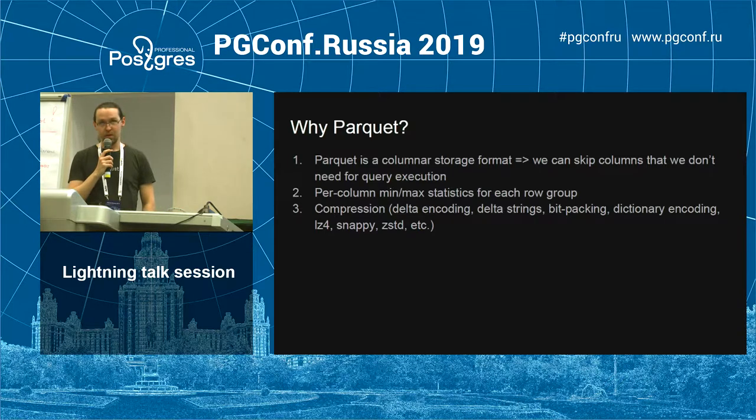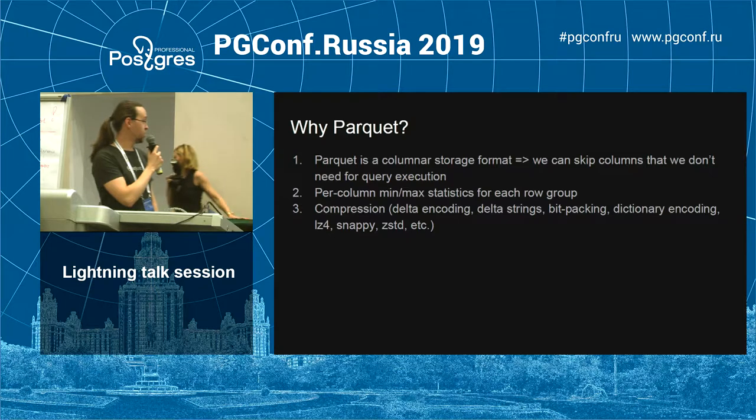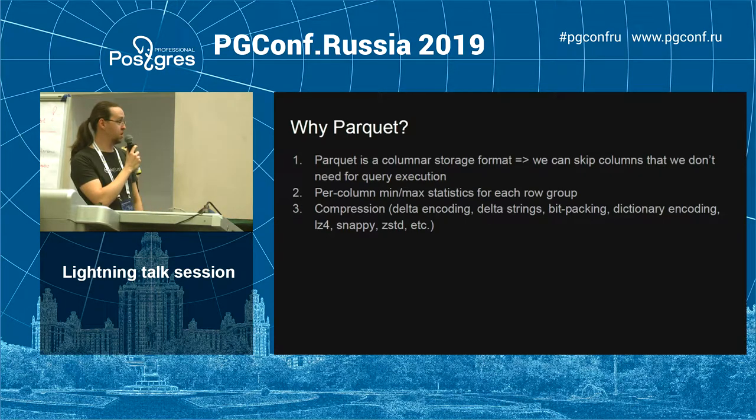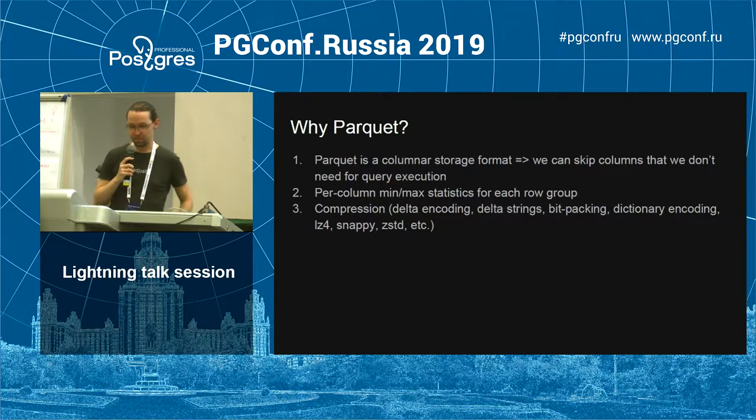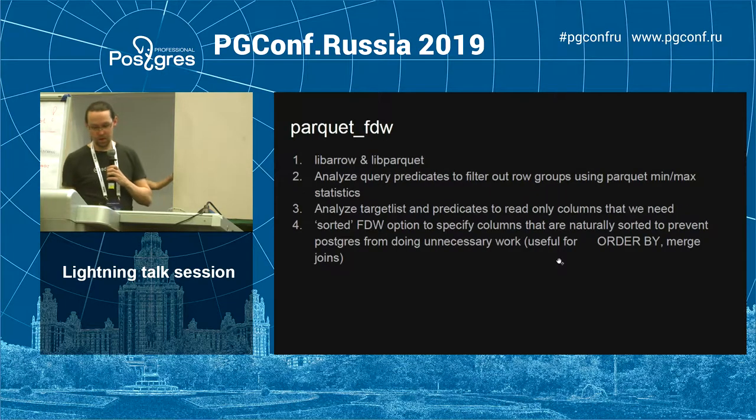One of the most important things is compression. Parquet supports a great number of different types of compression and encoding: delta encoding, bit packing, dictionary encoding, and the most popular one is the compression algorithm. What is parquet_fdw? It is a foreign data wrapper for Postgres based on the libarrow library and the libparquet library.